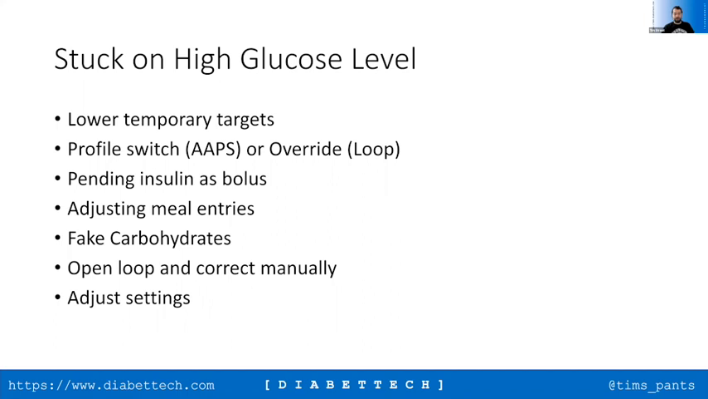So, for example, you might set lower temporary targets. You might profile switch the opposite way as when we were talking about the exercise, so there'd be profile switching or overriding. You could use the bolus calculator and see if it's got any pending insulin that it thinks you should be given, and then you could give that as a bolus.